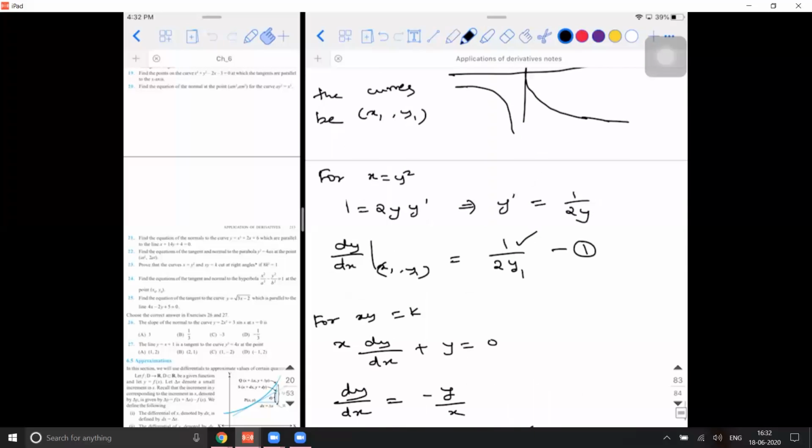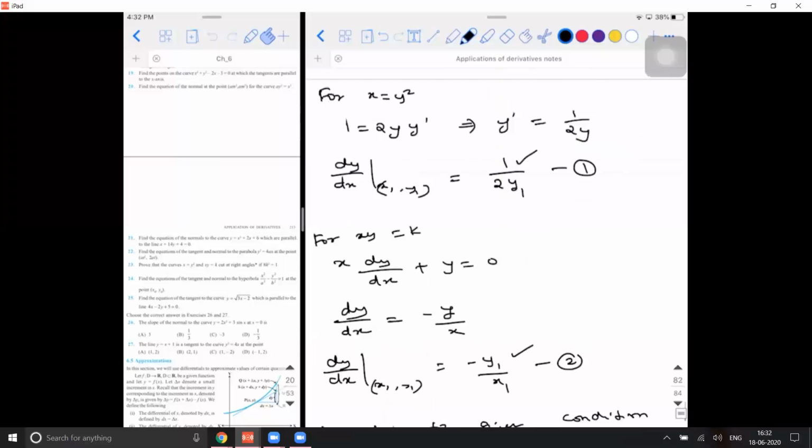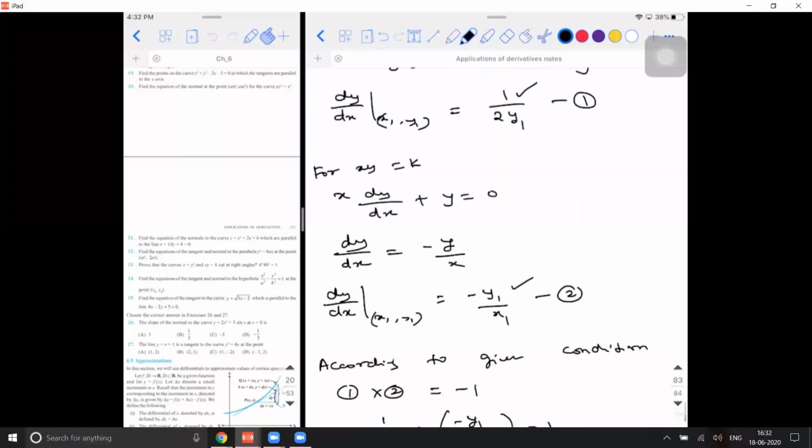So 1 is equal to 2y into y dash. Y dash will be 1 by 2y. So x1 y1, it is 2y1. It is correct. Similarly, xy is equal to k: x into dy by dx plus y into 1 is equal to 0. Dy by dx will be equal to minus y by x.